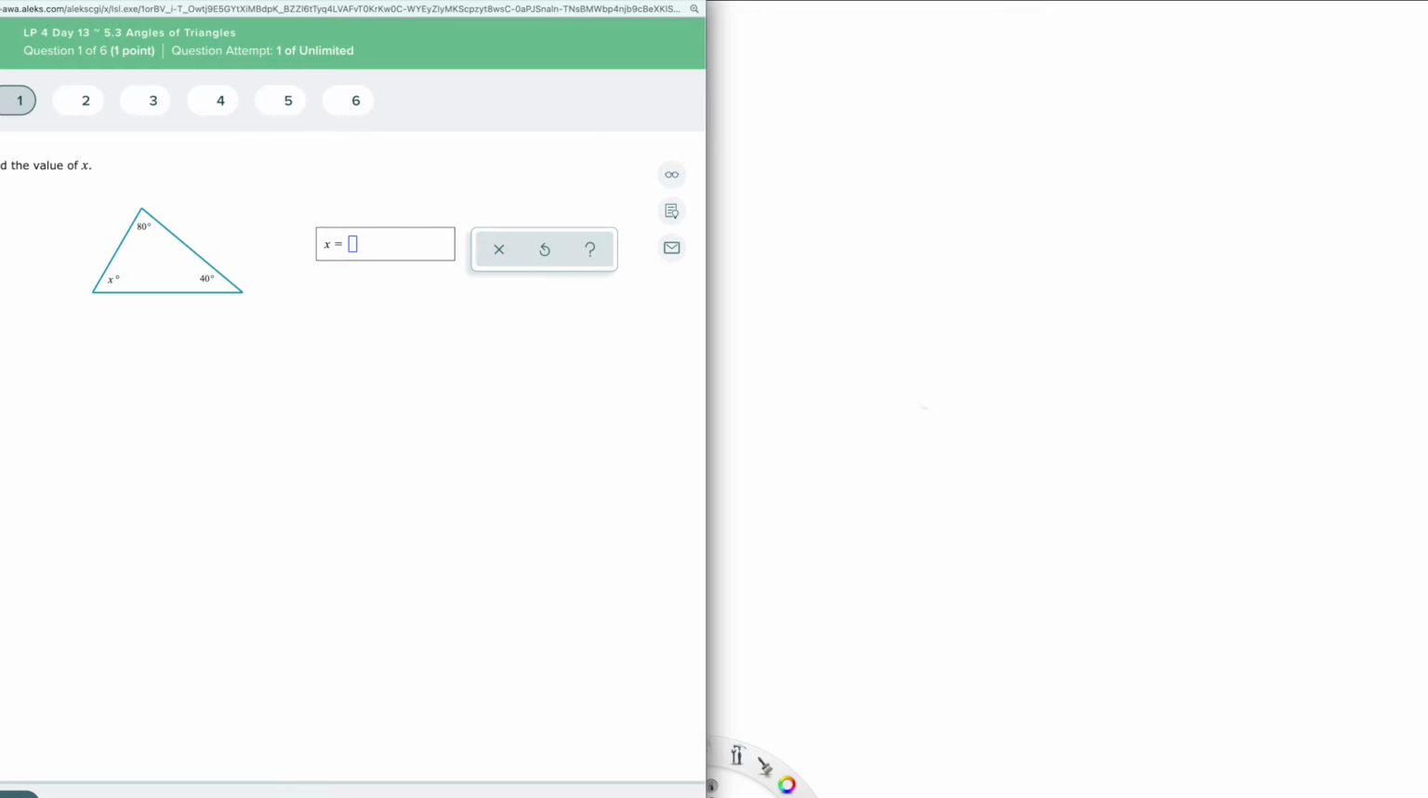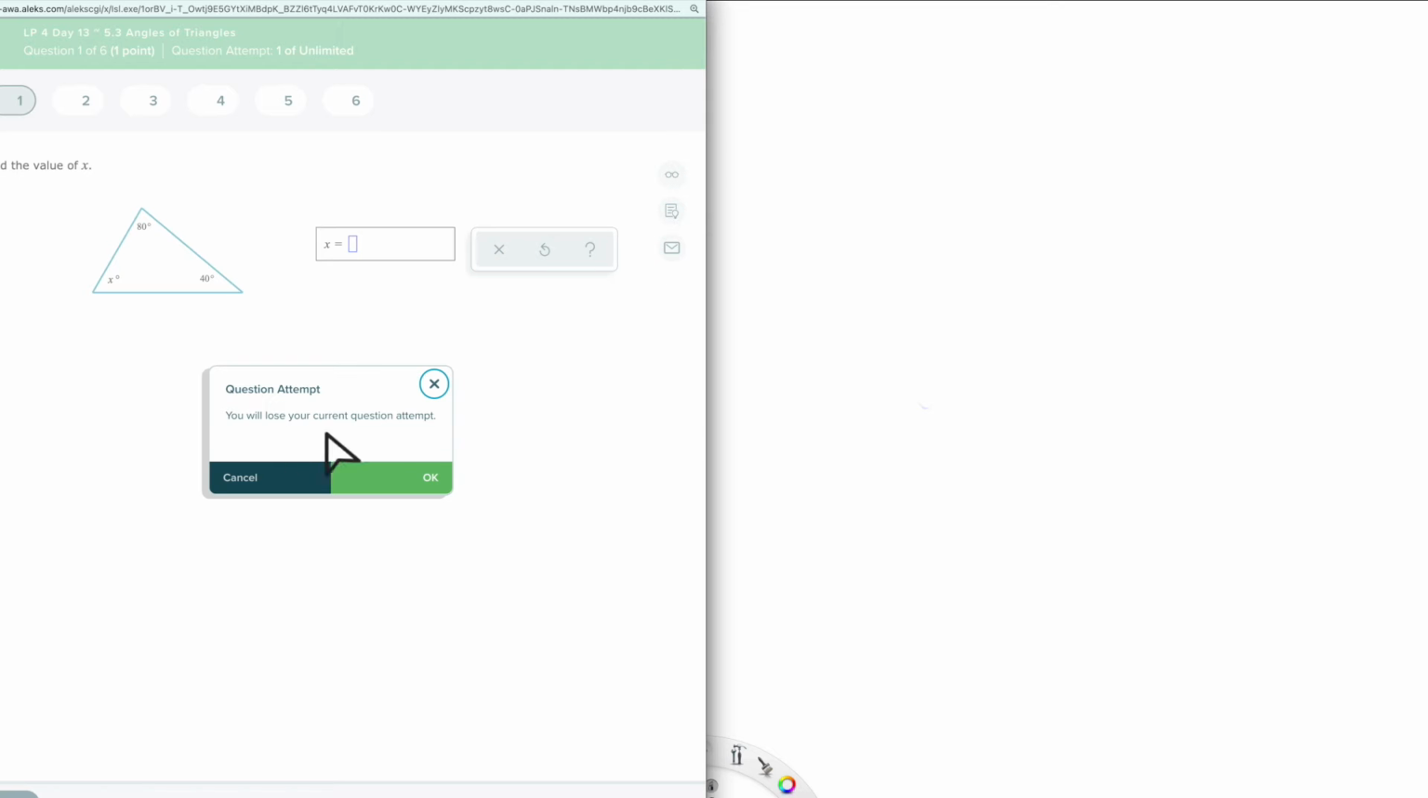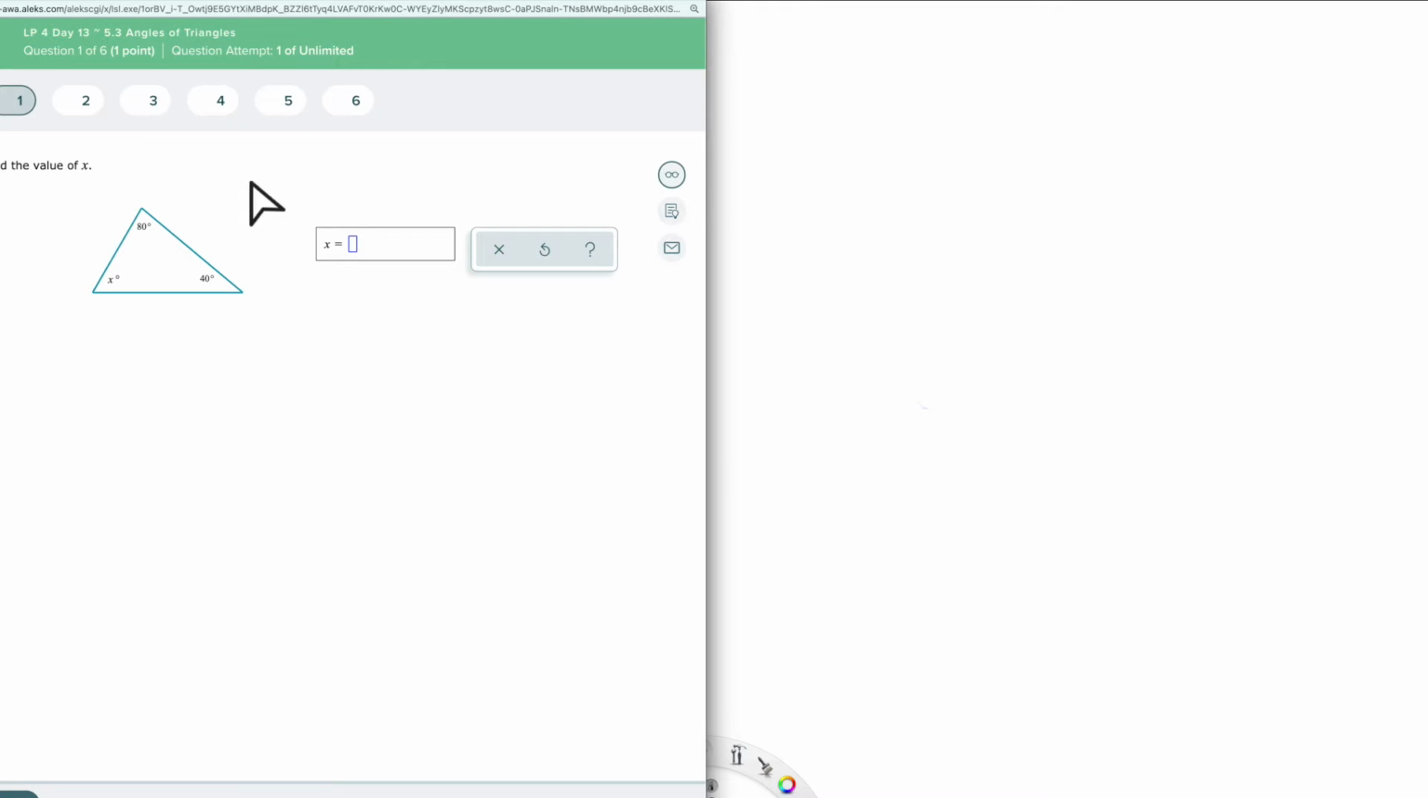On the side here we have explanation, example, and message center. So explanation tells us we're going to lose our question attempt because it's going to give us the answer to this question. So it's not going to give you the answer and let you come type it in. You're going to have to come in another attempt to try that.